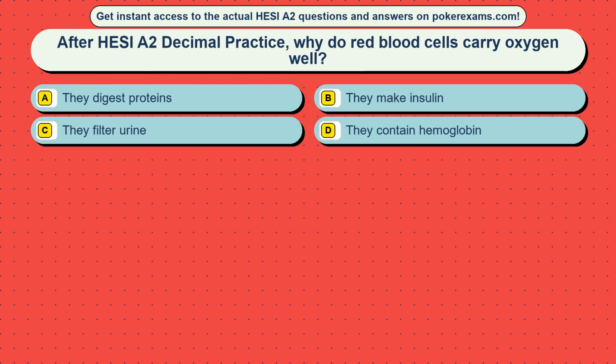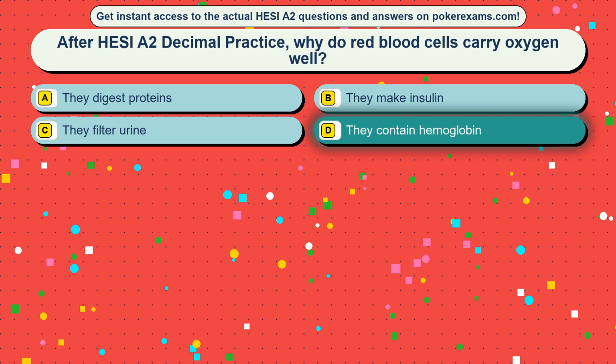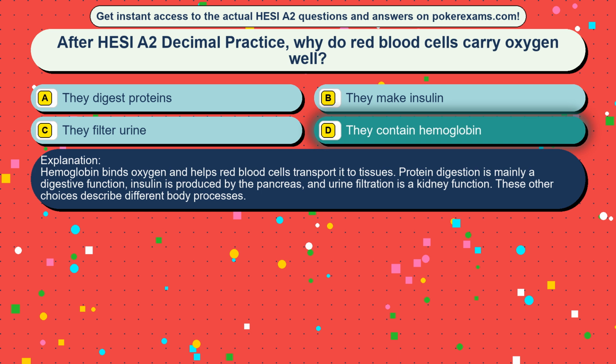Question 6. After HESI A2 Decimal Practice, why do red blood cells carry oxygen well? Option A. They digest proteins. Option B. They make insulin. Option C. They filter urine. Option D. They contain hemoglobin. The correct answer is option D. They contain hemoglobin. Hemoglobin binds oxygen and helps red blood cells transport it to tissues. Protein digestion is mainly a digestive function. Insulin is produced by the pancreas, and urine filtration is a kidney function. These other choices describe different body processes.